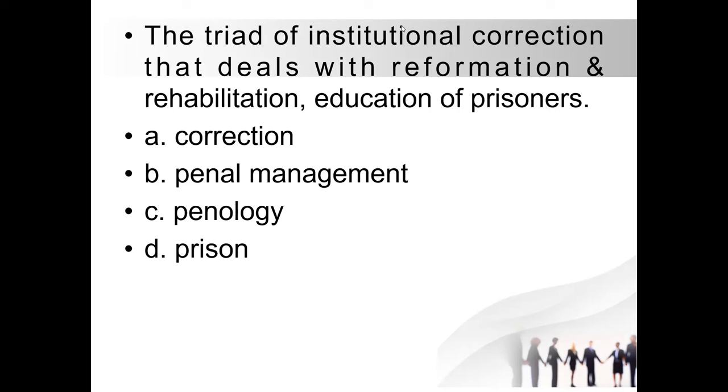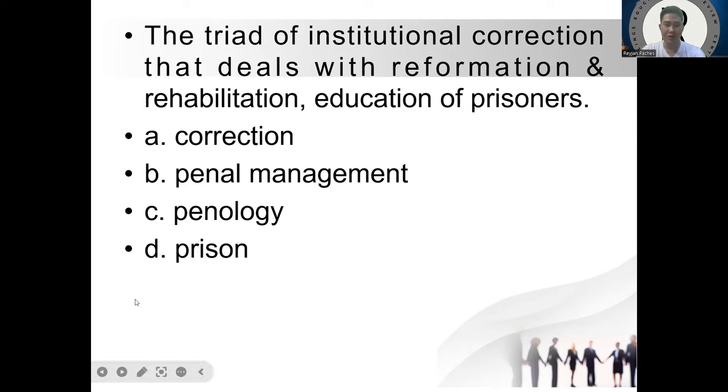Okay, so let's see who has the correct answer here. The triad of institutional correction that deals with reformation, rehabilitation, and education of prisoners. Of course, our answer there, class, is correction. Let's explain why correction is our answer.